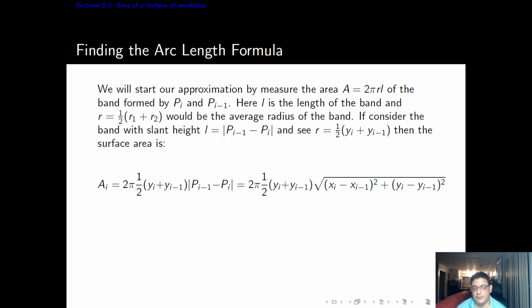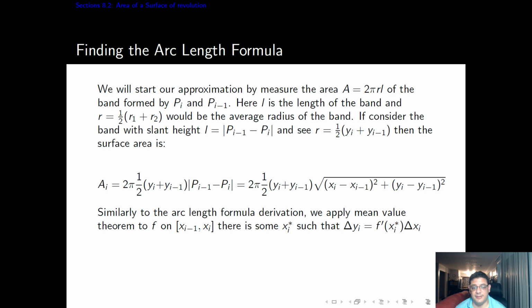Now, putting this in terms of the function, we can see r as 1/2 of yi plus yi minus 1, for the corresponding xi as well. And so the surface area is going to be 2 pi, 1/2 of yi plus yi minus 1, times the absolute value of Pi minus 1 minus Pi. Notice that similar to the calculation for arc length, we get the square root of the distance, and after setting up the Cartesian distance, considering that this is related to the function and applying the mean value theorem, we get that the difference, delta yi, equals the derivative at a certain point xi star times delta xi.